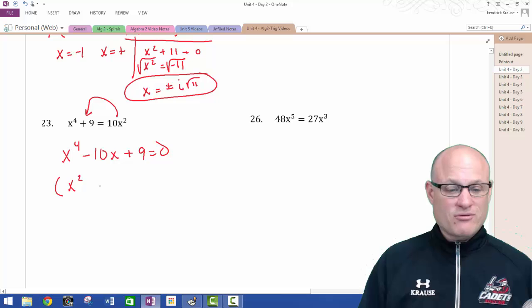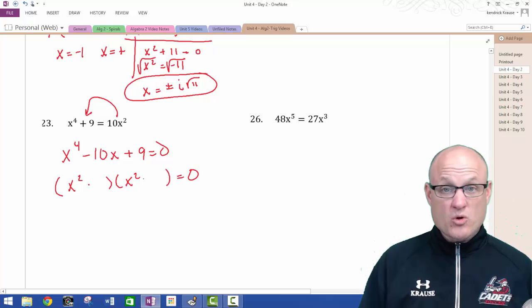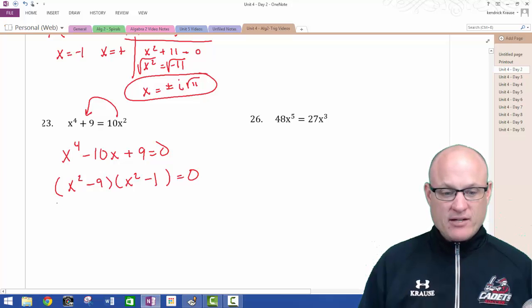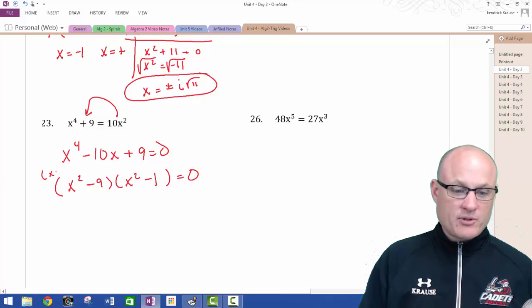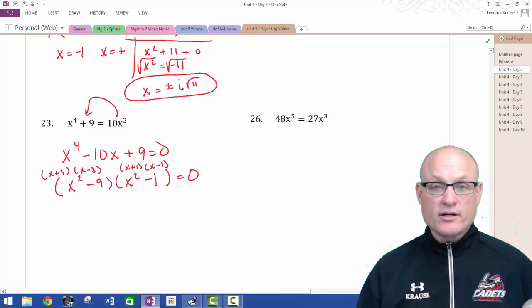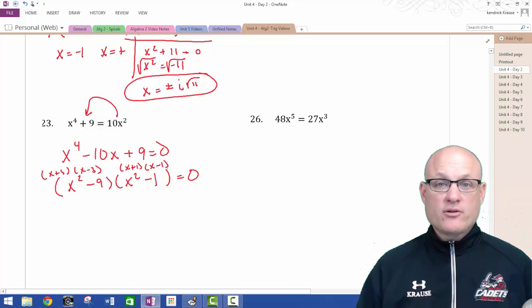Now this is going to be some crazy cool stuff going on here. x squared and x squared. There are actually 4 answers to this, 4 real solutions to this one. Minus 9, minus 1. Now, I'm going to show you on this one. I can factor this to x plus 3, x minus 3. I can factor this one to x plus 1, x minus 1. And I would get my solutions 1, negative 1, 3, negative 3.